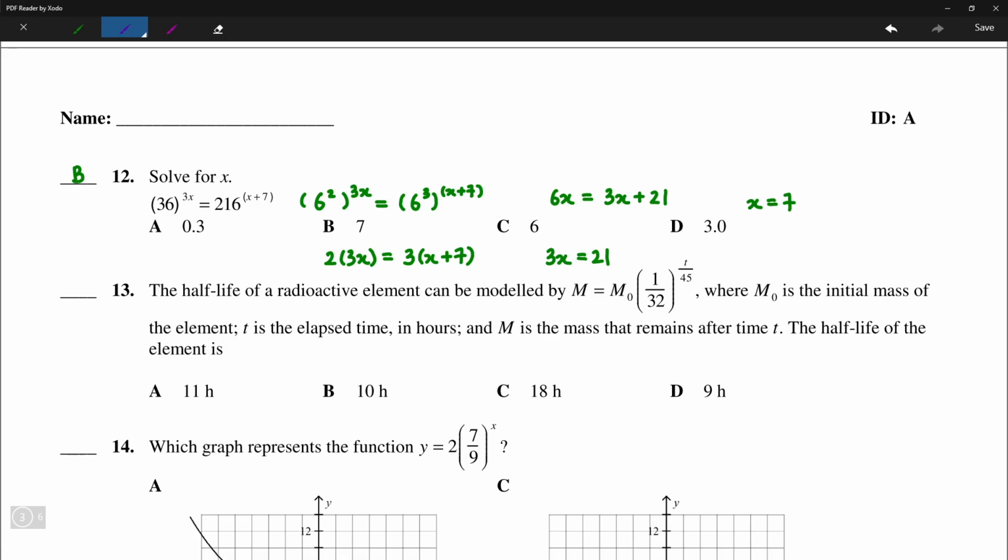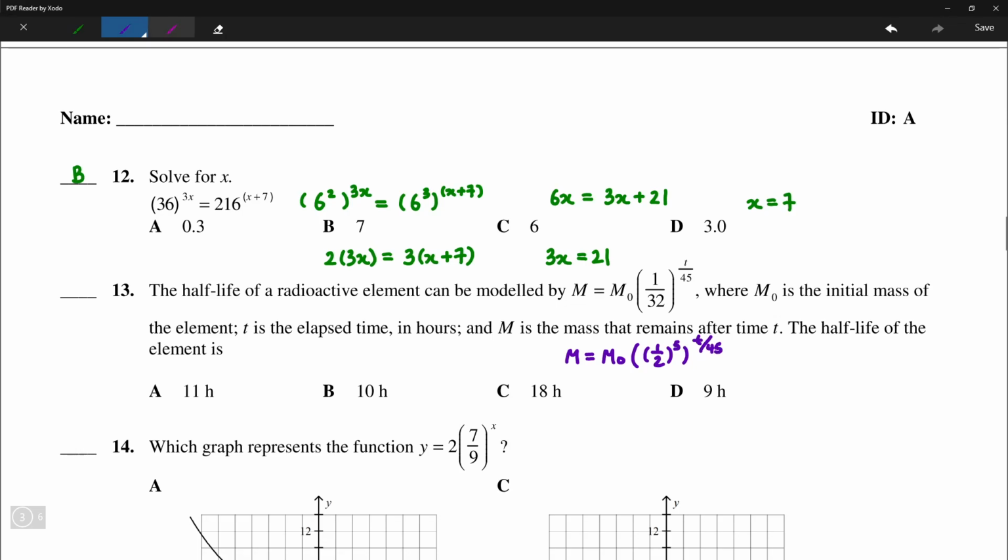The half-life of a radioactive element can be modeled by m equals m naught times 1 over 32 to the t over 45. So the half-life of the element is... So when we're looking at a half-life equation, we generally want the base to be 1/2 and not 1 over 32. So what we can do here is rewrite the equation that we have. Instead of 1 over 32, that's just 1/2 to the 5th power, and then still t over 45.